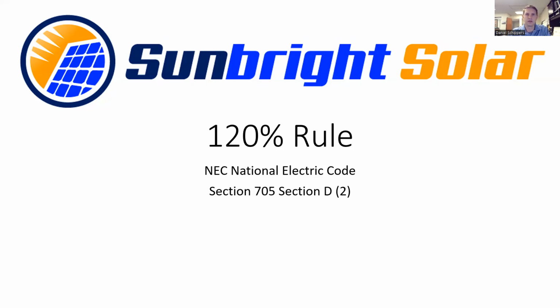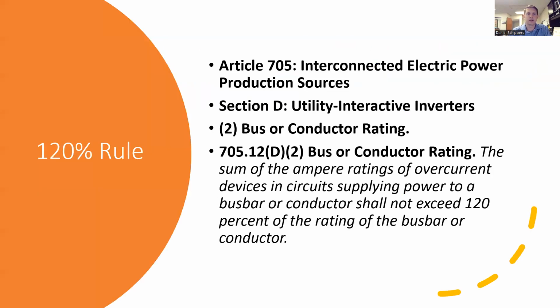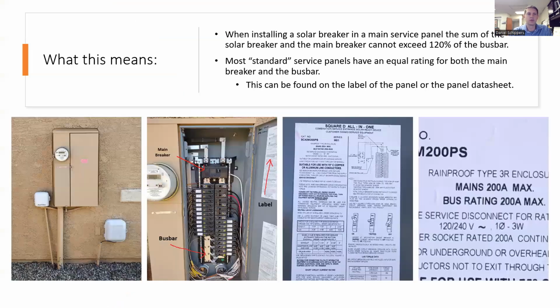The topic of this video series today is going to be the 120% rule. This comes from the National Electric Code, Section 705.12(D)(2). Specifically, 705 is for interconnected electric power production sources. Section D refers to utility interactive inverters. And number 2 reads the following: the sum of the ampere rating of overcurrent devices, now that's breakers, in circuits supplying power to a bus bar or conductor shall not exceed 120% of the rating of such bus bar or conductor. So what does this mean?